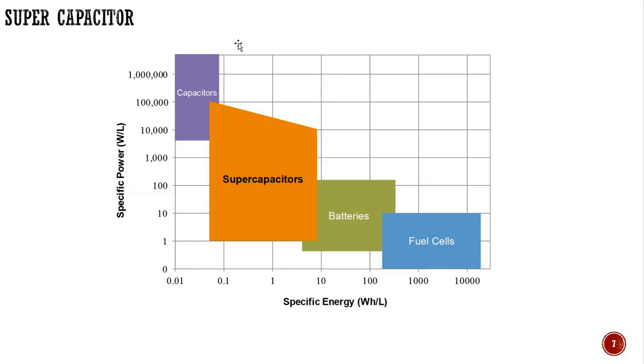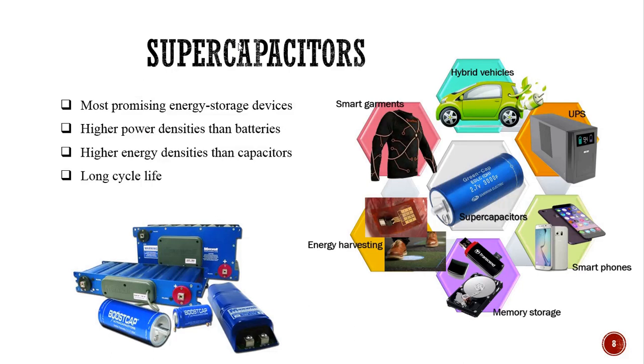So this is the chart where we can see the difference between batteries and capacitors, and the supercapacitor is intermediate between them, like they have energy density and power density intermediate between capacitors and batteries. Here are some examples of supercapacitors. It is the most promising energy storage device, with higher power density than batteries, higher energy density than capacitors, and very long cycle life.